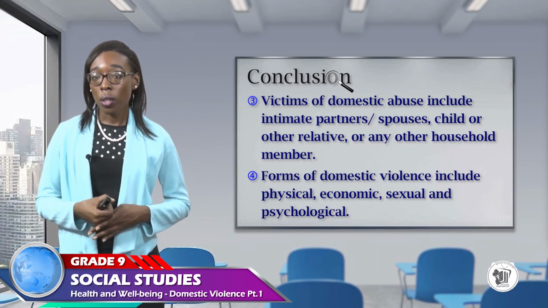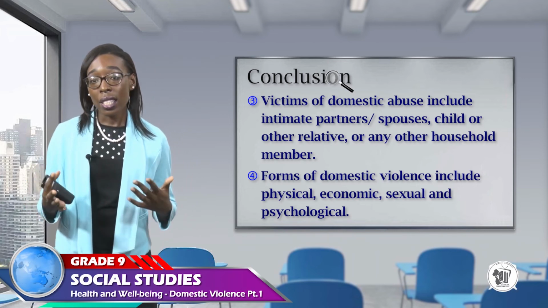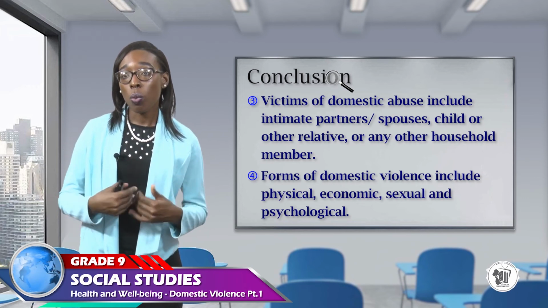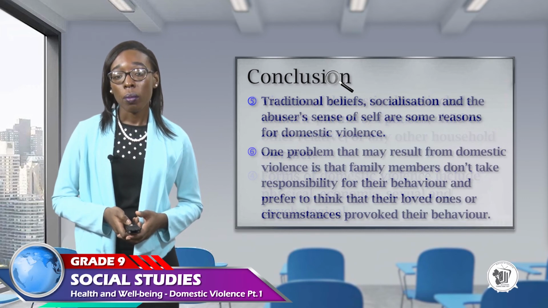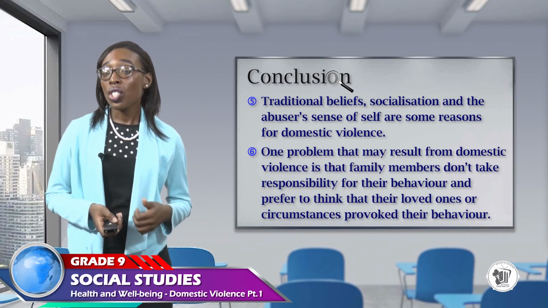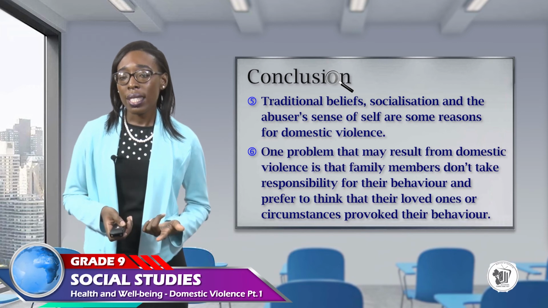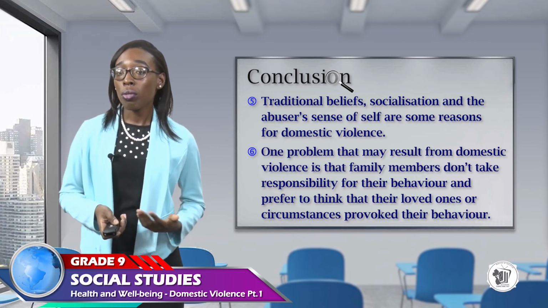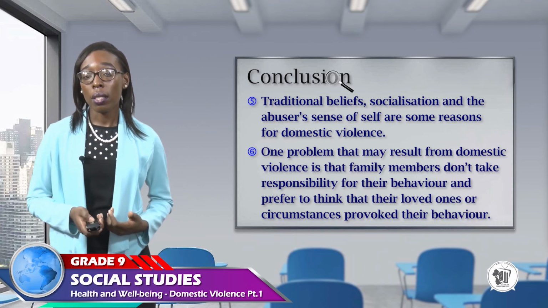The fourth point that we should be taking away is forms of domestic violence include physical, economic, sexual, and psychological. You will recognize that these are just a few that we are mentioning right now, but we would have mentioned more in the lesson. The fifth point that we want to take away from today is that traditional beliefs, socialization, and the abuser's sense of self are some reasons for domestic violence.